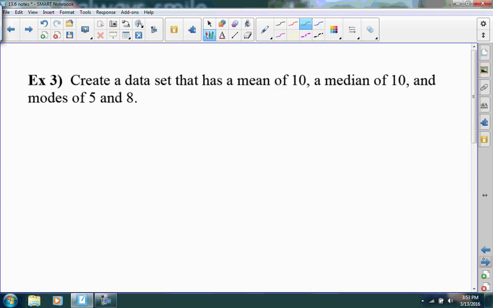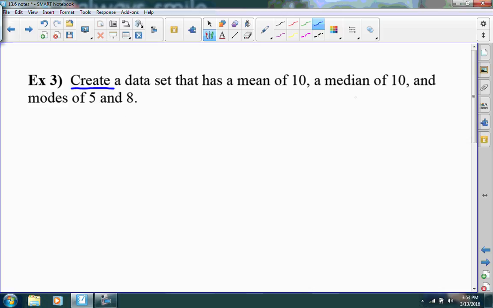Okay, our last example then is kind of just a thinker. It's more of a challenging problem, but they want us to create a data set. So that means we need to come up with it. And it has to have a mean of 10, so that's its average. It has to have a median of 10, so that means the middle number has to be 10. And it has to have modes of 5 and 8. So that tells me that 5 and 8 have to be the numbers that occur the most often. Okay?